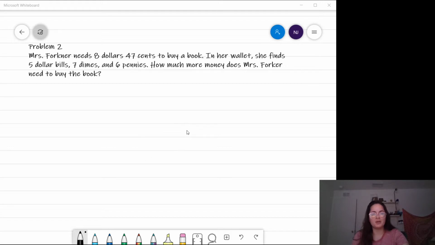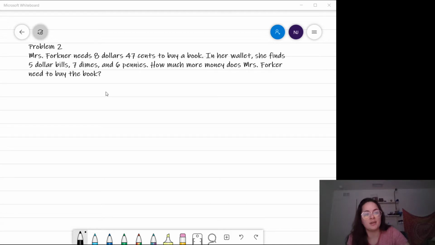All right, so I'm going to read the question again. It says, Miss Faulkner needs $8.47 to buy a book. In her wallet, she finds $5 bills, 7 dimes, and 6 pennies. How much more money does Miss Faulkner need to buy the book? So when I see the words, how much more money does she need, I'm thinking she doesn't have enough already to buy the book. So it's asking, if she did want to buy the book, how much money would she need to add on to the money she already has in order to be able to afford it?